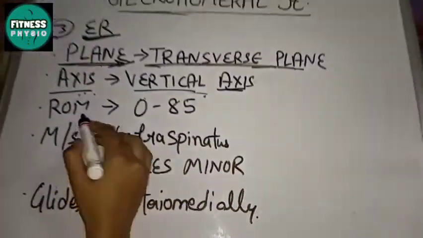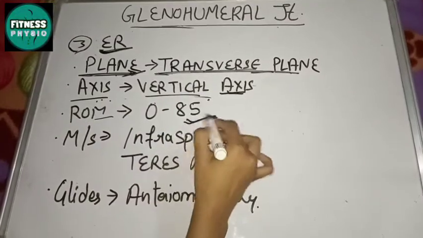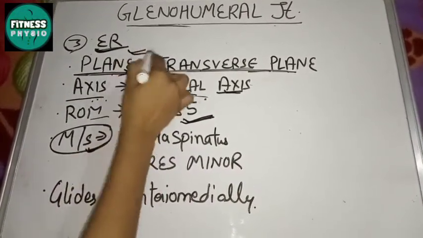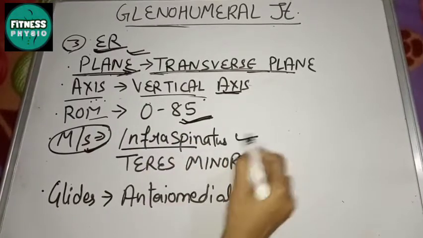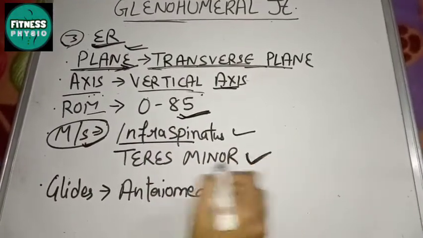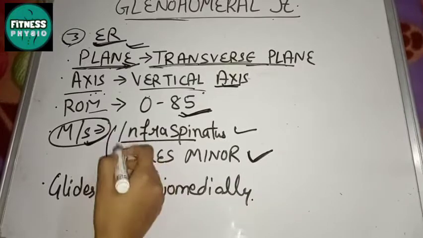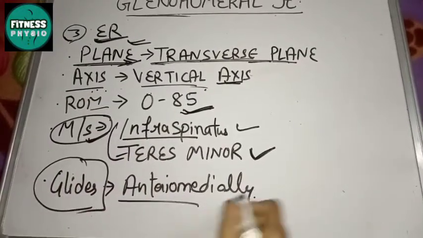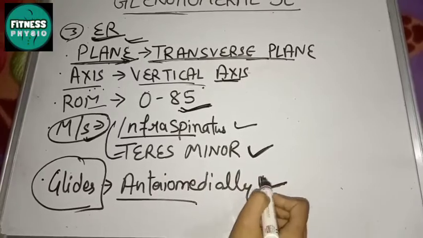The range of motion is 0 to 85 degrees, and the muscles responsible for external rotation are infraspinatus and teres minor. These are the major muscles responsible for this movement. Now the glide is anteromedial glide.